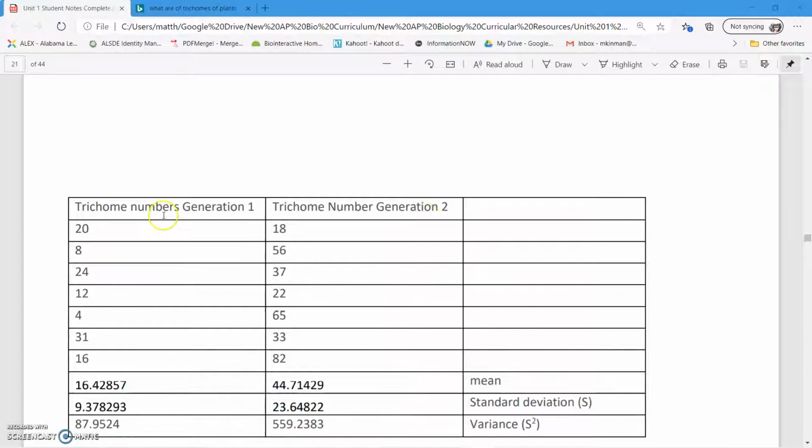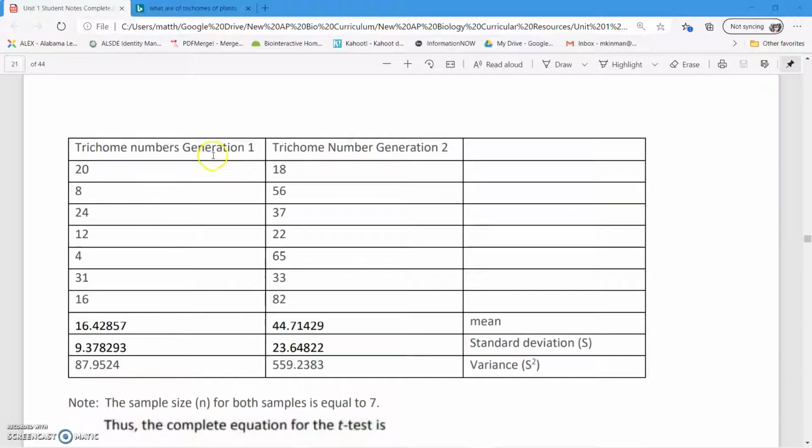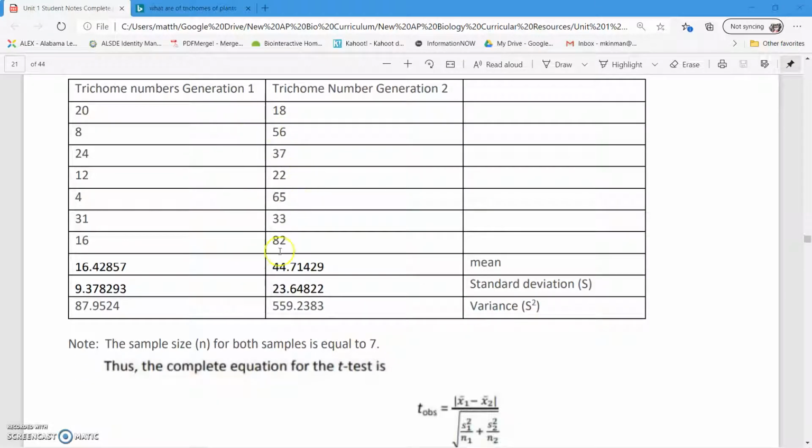Okay, so we have two separate example sets of data for generation 1 and generation 2, and you can see there's quite a large difference between the two sets of numbers. Also the mean, so 16 over here would be the mean for this set of data, and then 44.7 for this. And you can see that the standard deviation for generation 2 is very large, 23.6, versus the standard deviation for generation 1, 9.3.